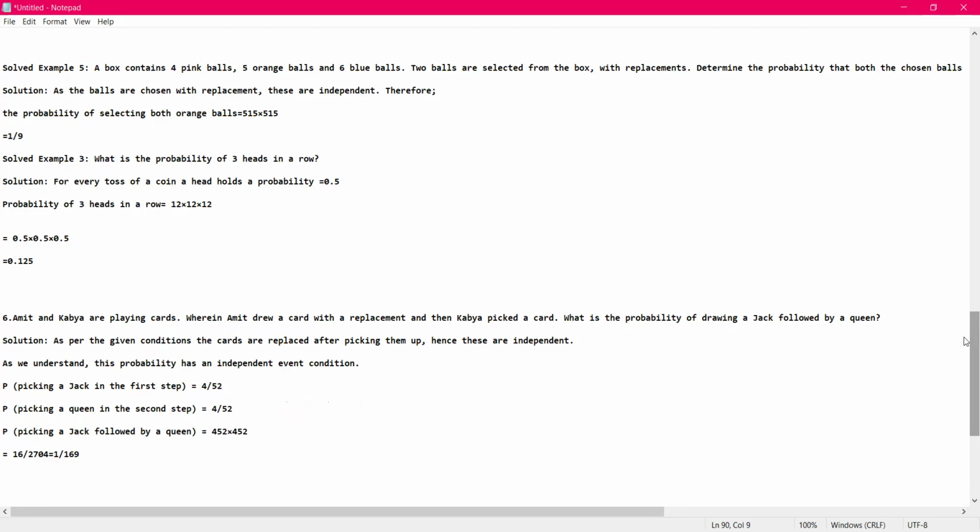It means they are independent. They are not mixed with another ball. They are contained separately. So that's why the outcome of one ball does not affect the outcome of another ball. So these three events are also independent, like that we can understand.